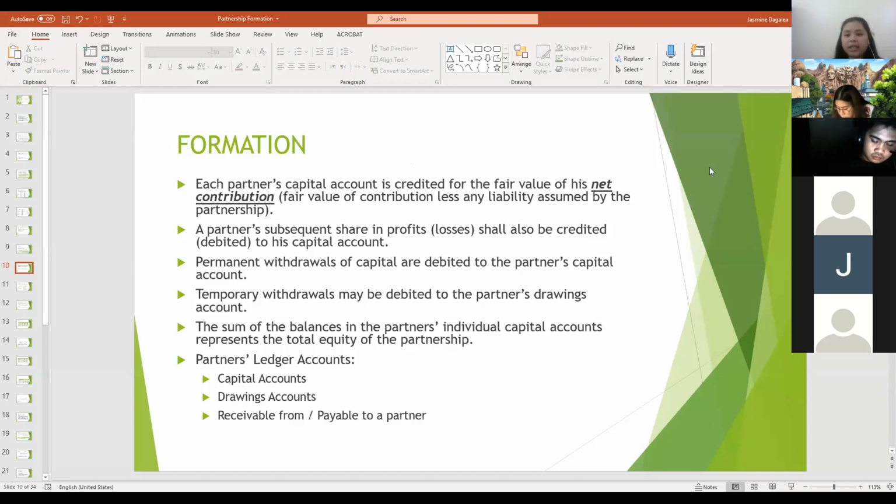If the partnership will assume the liability, the partnership will measure the building at its fair value, the 500,000. And then the partnership will also recognize liability of 100,000.